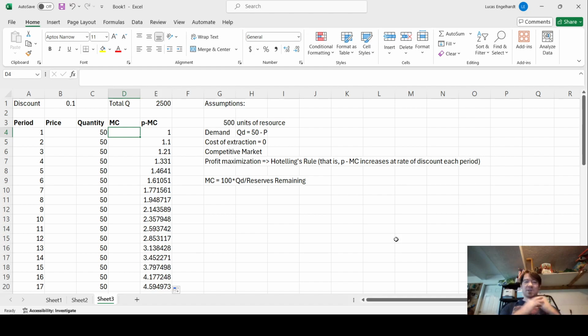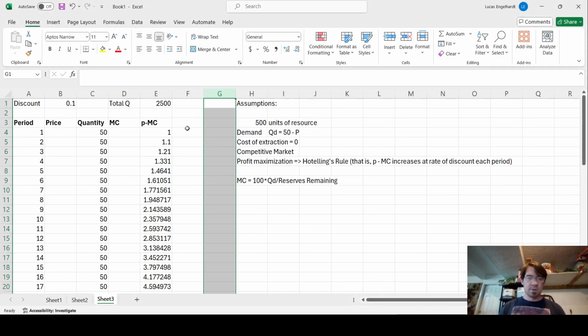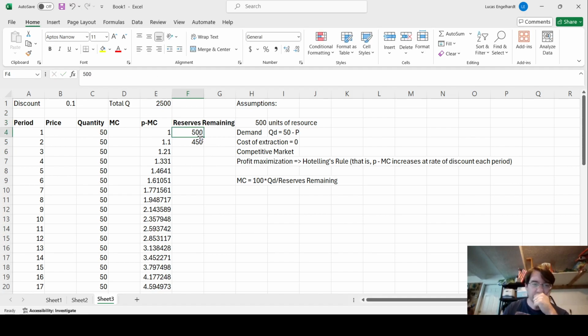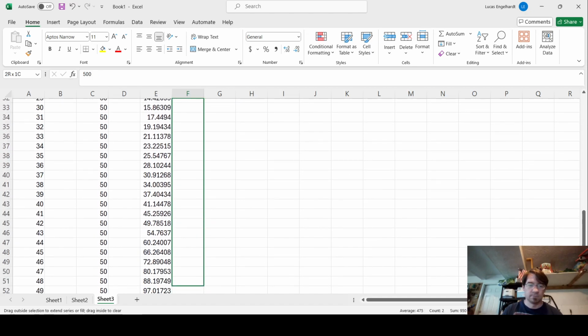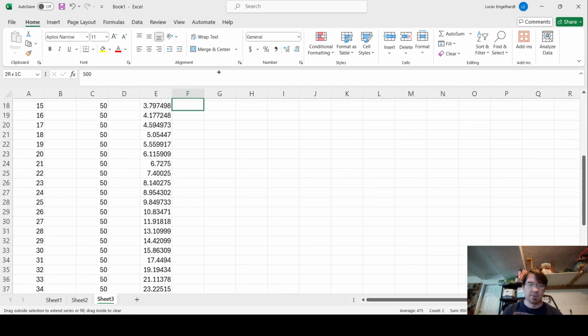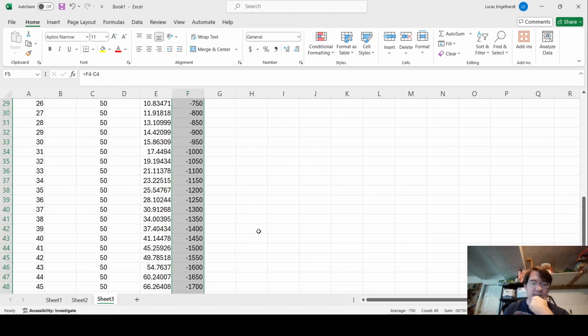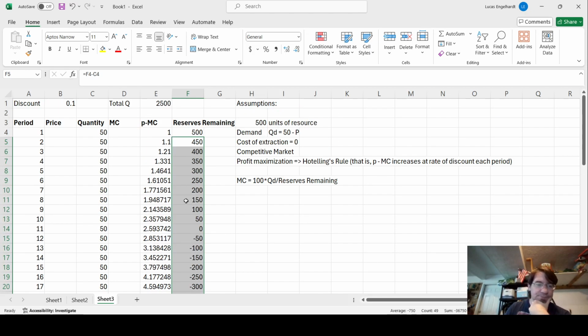Right, so here's the issue that I'm running into in my mind. Oh, we also need reserves remaining. So I'm going to need room here for reserves, which is definitely going to start at 500, and then after that is going to be 500 minus whatever the previous extraction was. So I'm going to go ahead. Oh, here. Nope, I selected too many. I just want the formula to be filled down. Just double clicking here will do that. There we are. Okay, cool.